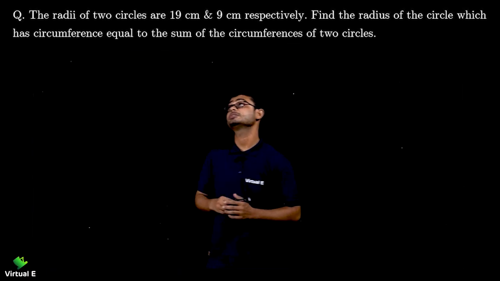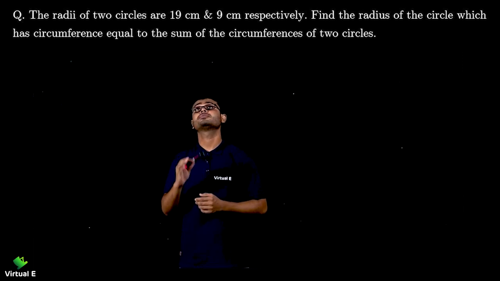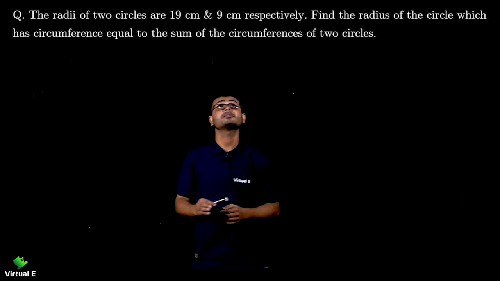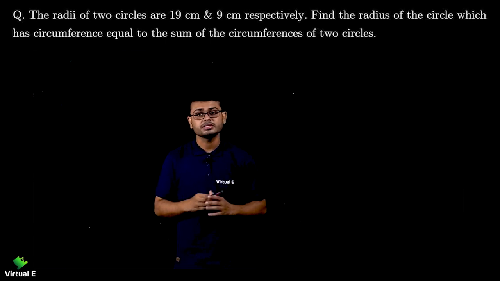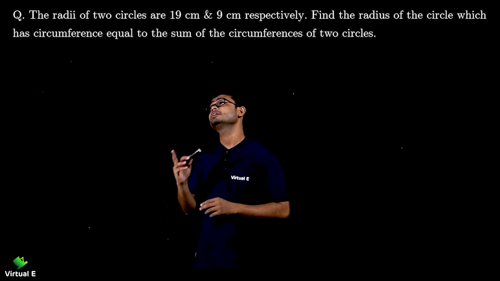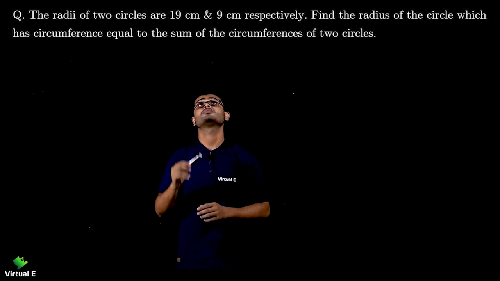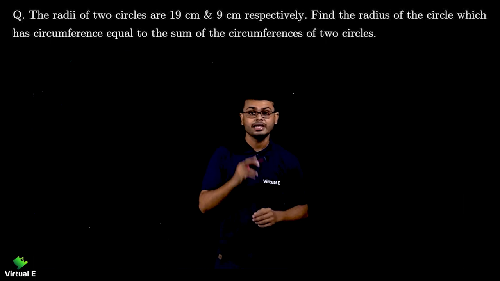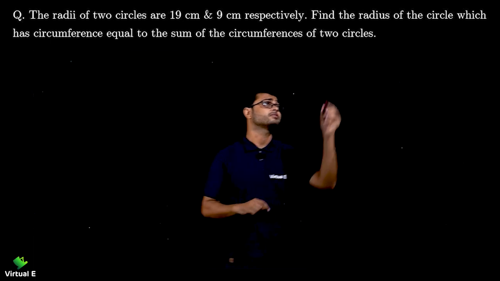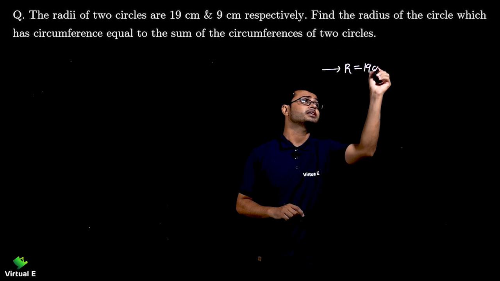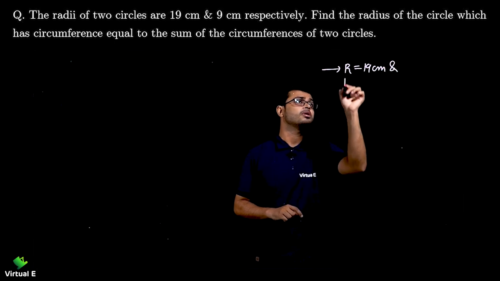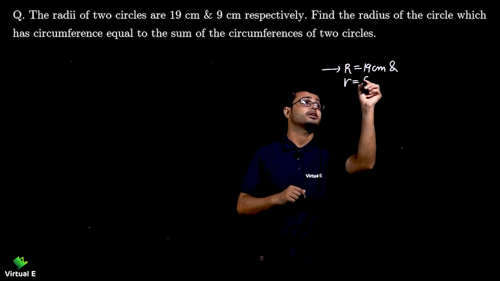Let's solve another question. The radii of two circles are 19 centimeter and 9 centimeter respectively. Okay, so we have two circles, right? And the radius of each is given, which is 19 centimeter and 9 centimeter. So let's write, first of all, capital R as 19 centimeter and small r as 9 centimeter.